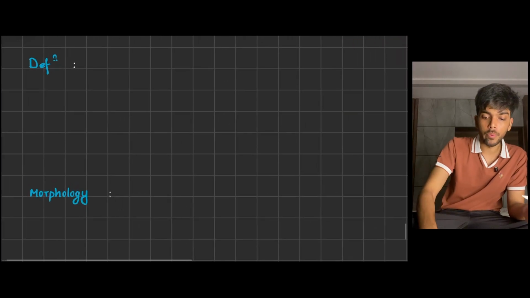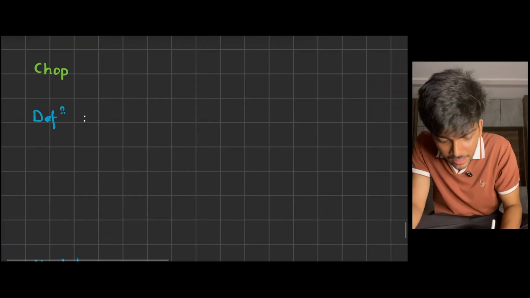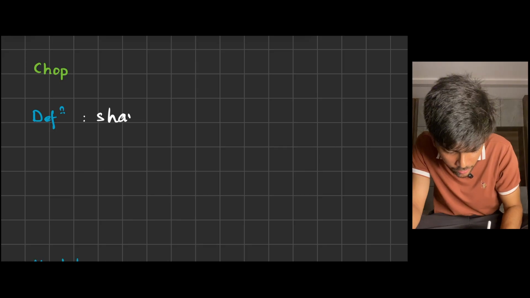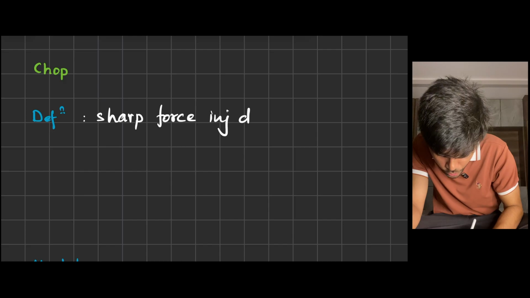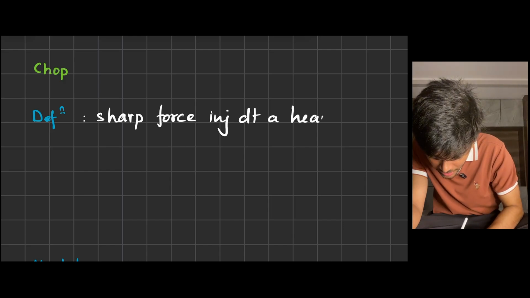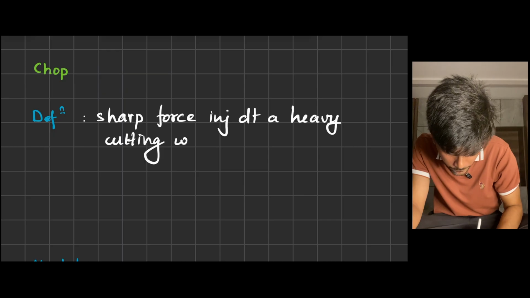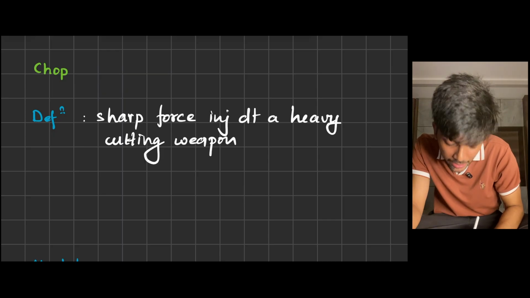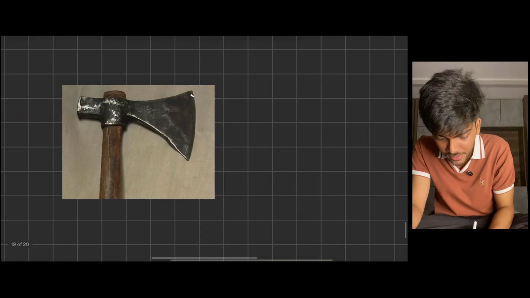Next, we have chop. Chop is nothing but a sharp force injury due to a heavy cutting weapon. This heavy cutting weapon can either be an axe or a chopper. For example, here's the axe.